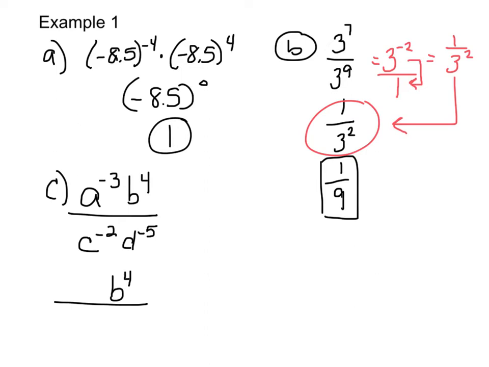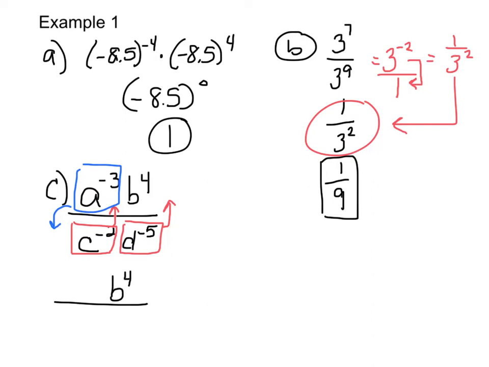Anything with a negative power becomes the reciprocal. So this d to the negative 5th is going to move to the top. The c to the negative 2 is going to move to the top. The a to the negative 3 is going to move to the bottom. You do the reciprocal, they flip. And when they flip, the powers become positive. You cannot have negative exponents in a simplified fraction.